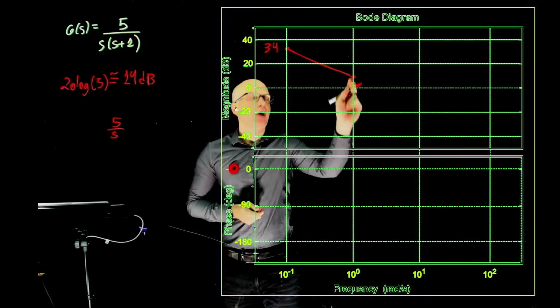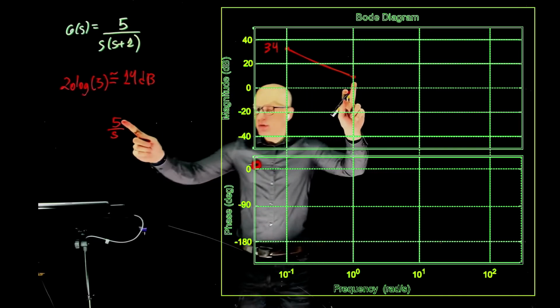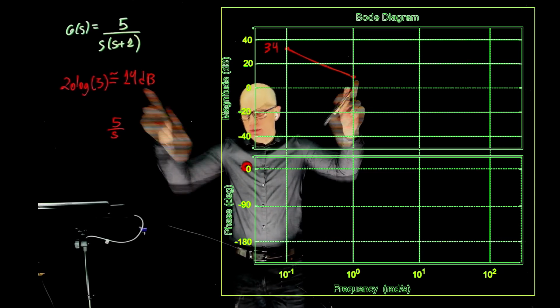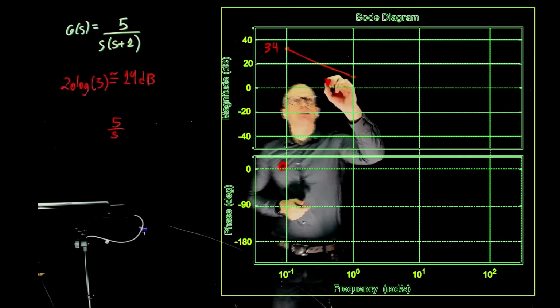And again, if you look now at 14, if we didn't have the gain here, we would indeed be at 0, but the gain is shifting everything upwards. This is 14.